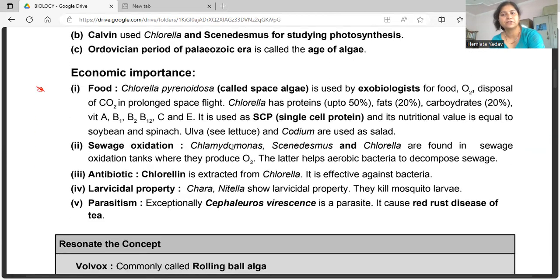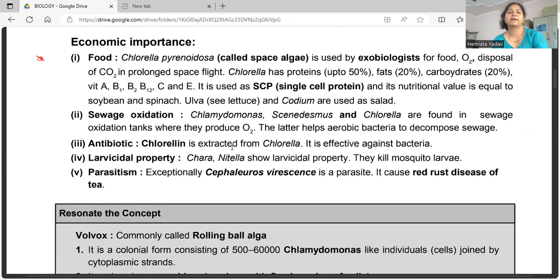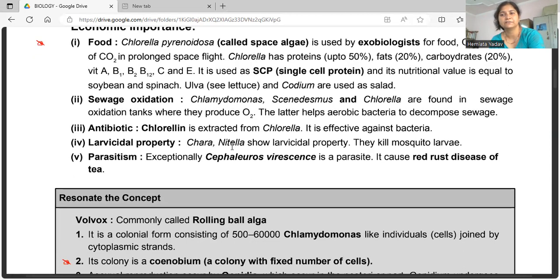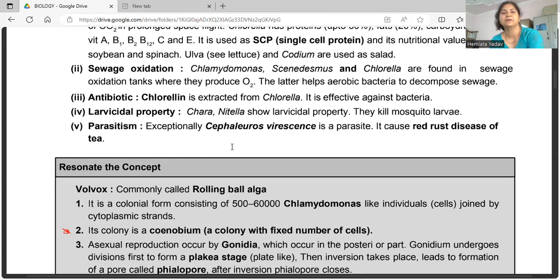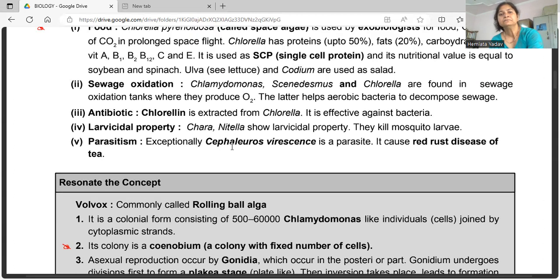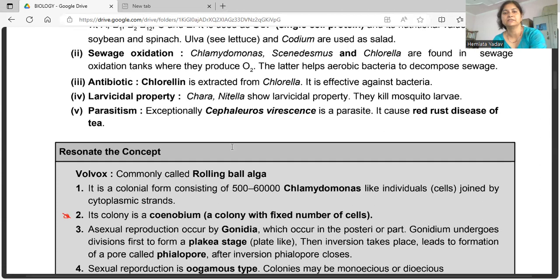The economic importance of the green algae is the food. They act as Chlorella pyrenoidosa. They are acting as a space algae. Exobiologists ले जाते हैं इन्हें food के लिए, oxygen disposal के लिए, CO2 produced in the prolonged space flight. So Chlorella has proteins up to 50%, fats 20%, carbohydrate 20%, vitamin A, B1, B2, B12, C, and E. So it is used as a space traveler. Chlorella is used as a protein source for space travelers. It is used as a single cell protein.